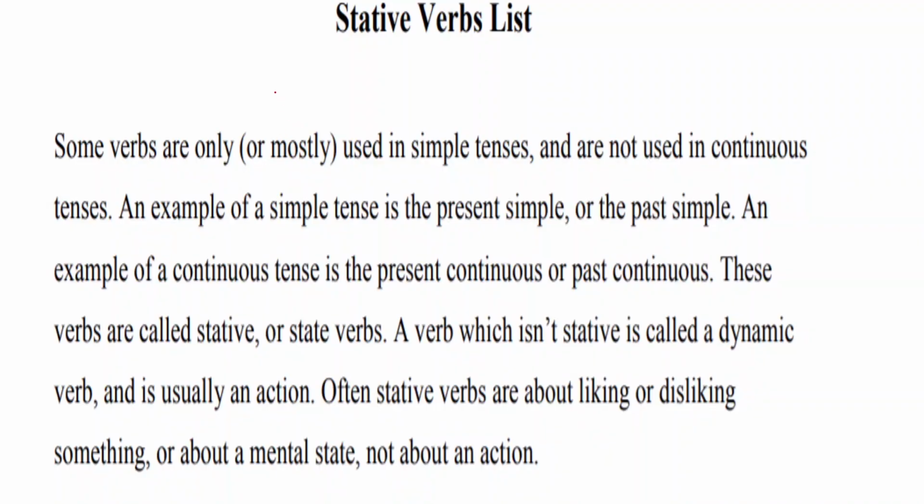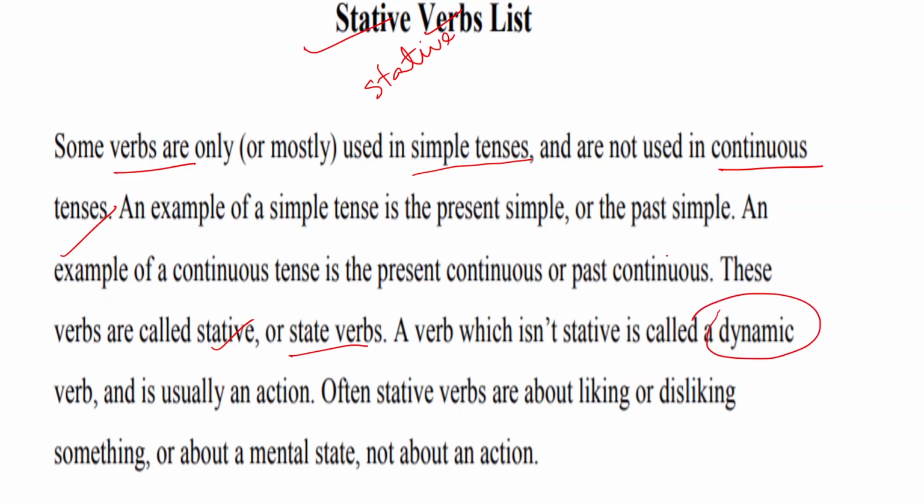Now let us move and look at what are the stative verbs that we have to remember always. First, let us check what is the stative verb. Some verbs are only used in simple tenses and not used in continuous tenses. They are called stative verbs. These verbs are called stative or state verbs. A verb which is not stative is called a dynamic verb, or we can call it an action verb.